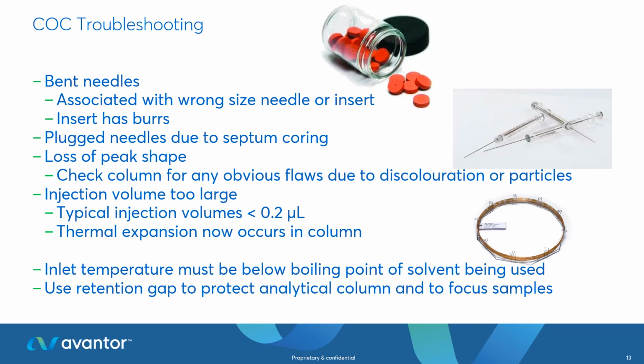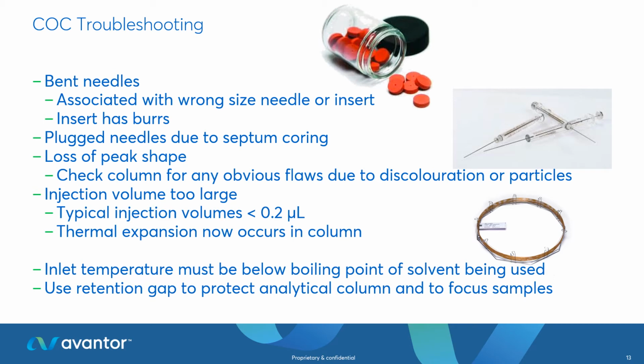The other type of injector that I mentioned earlier on is cool on column. In terms of cool on column, there are a variety of things to look out for with this one. In this scenario, the needle is being inserted directly into the column. So it is feasible that the needle could end up being bent, and this is often associated with the wrong size needle, and we talked about the type of needles that should be used with the megabore columns. It's also feasible that a degree of burrs could be introduced into the sample at this point as well.